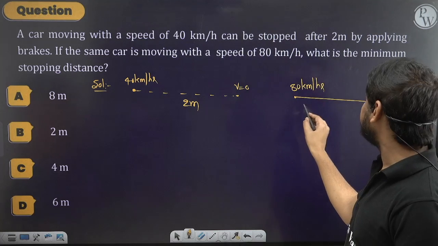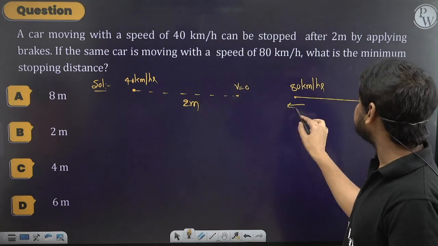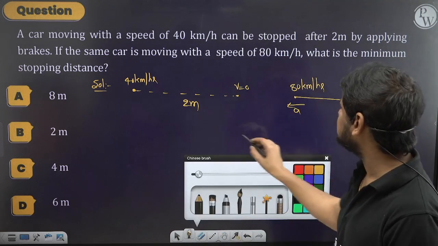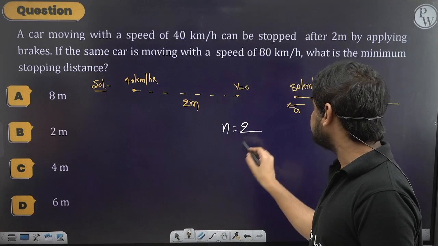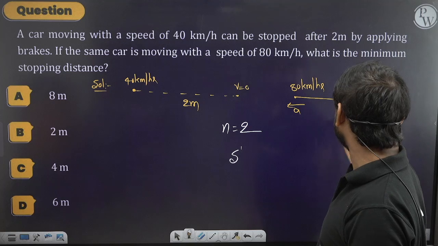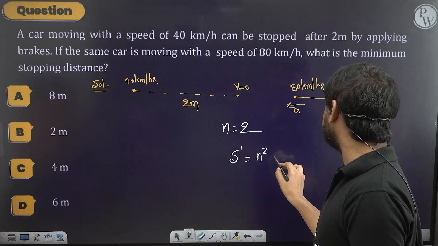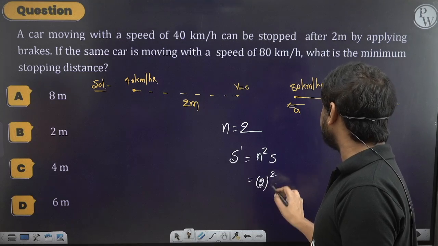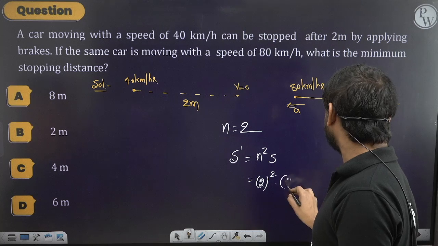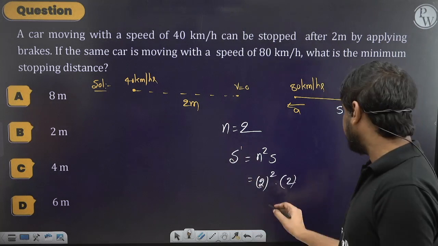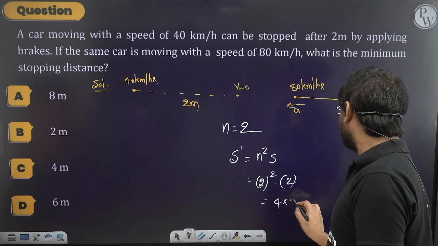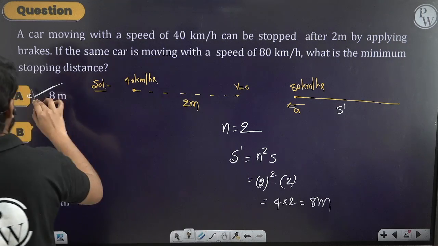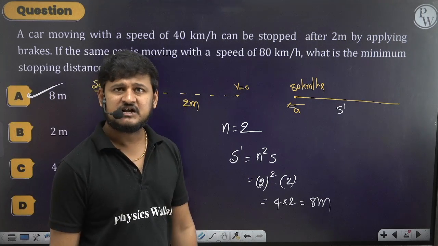If the same car and the same braking force are applied, obviously we check how much the speed has increased: 40 kilometers and 80 kilometers. n is equal to 2. Let the distance here be s dash. s dash is equal to n square times s. So n is equal to 2 here, 2 square times the original distance after which it stopped, which is 2 meters. Then 4 into 2, which is 8 meters. After 8 meters it stops. Option A is the correct one. Clear, guys?